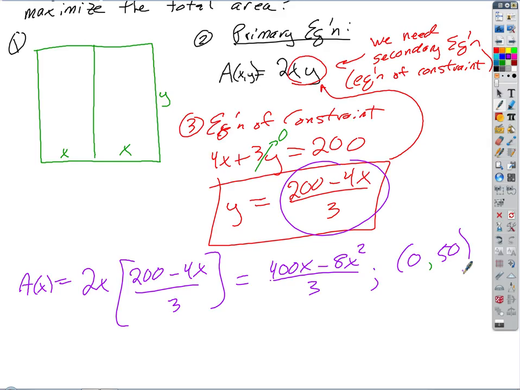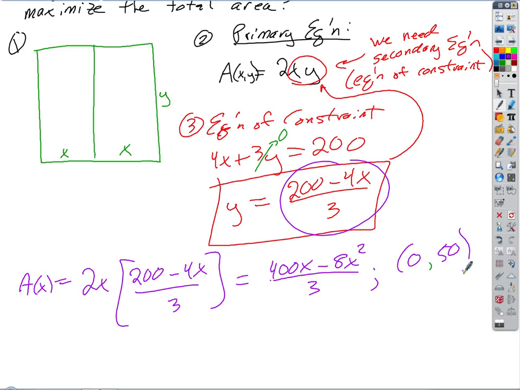So let's look at that again. We're just going to ask ourselves, what's the smallest that x could be? Well, when x is small, y is big, right? If x shrinks way down, y is going to get bigger. X could approach 0. It could even be 0. We could include 0, but we know that's not going to work, right? That's going to give us 0 area, so why include it?